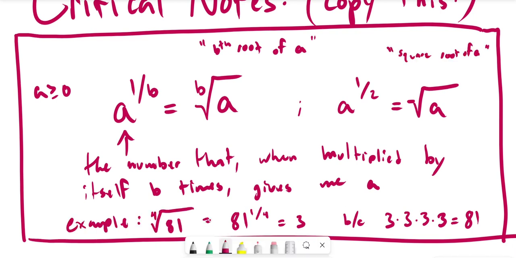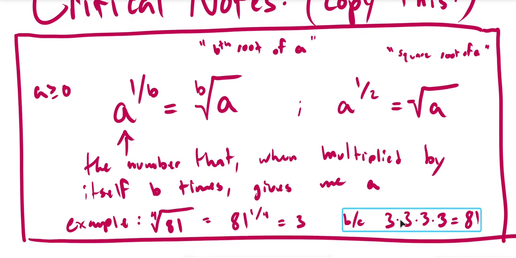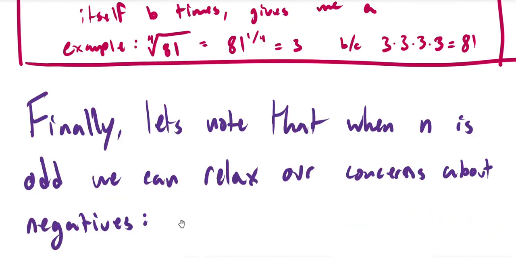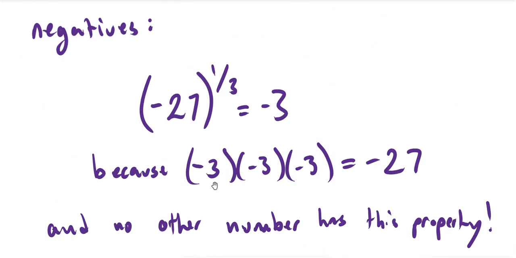For example, the 4th root of 81 is the same thing as the 1/4 power of 81, and this is 3, because 3 times itself 4 times will give me 81. Now let's note one more thing, which is that when the index of the radical is odd, or when we're dealing with an odd denominator, we can relax our concerns about the base being negative or positive. And this is because if we have an odd number of negatives, we'll get a negative in the end. And if I have an odd number of terms, only if they're all negative will I get this negative if they're all going to match.